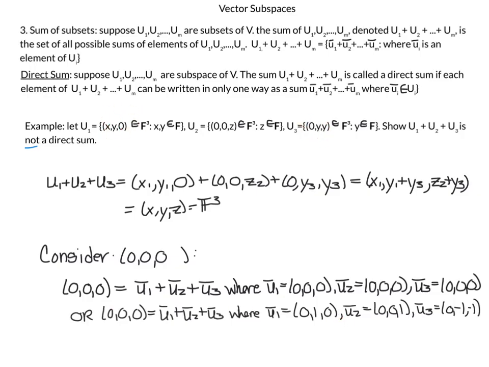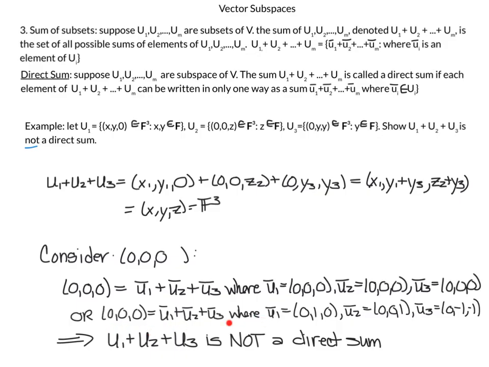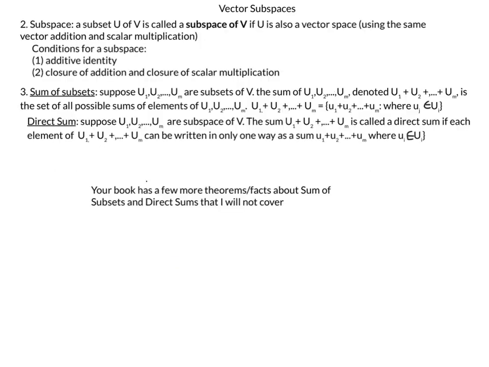But anyway, getting back to this, U1 is equal to 0, 1, 0, U2 is equal to 0, 0, 1, and U3 is equal to 0, negative 1, negative 1. When you add these together, you get the identity vector, which means there's two ways to sum up vectors in U1, U2, U3 to get this identity vector, which means the sum of subsets U1, U2, U3 is not a direct sum.